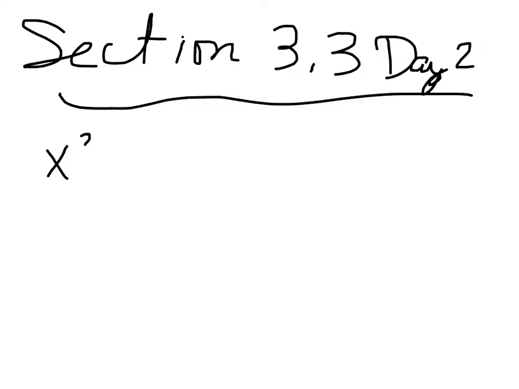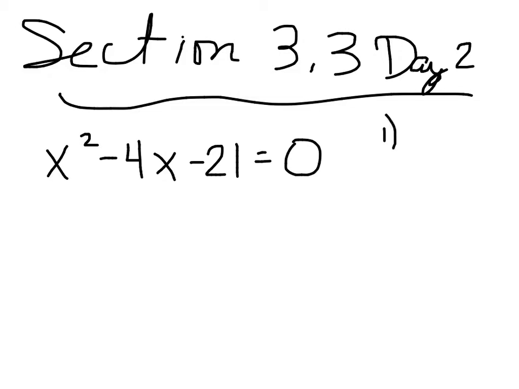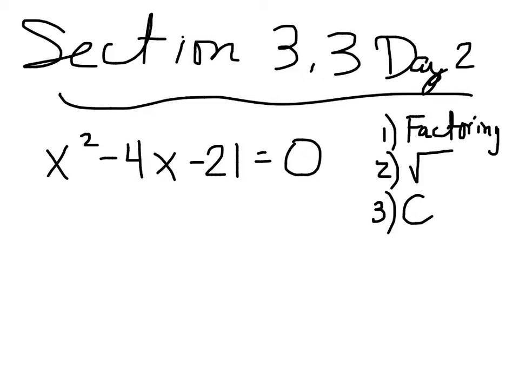x squared minus 4x minus 21 equals 0. And here's what they're going to ask you to do. They're going to ask you to decide which method you would prefer. Would you prefer factoring? Would you prefer square rooting? Or would you prefer completing the square? I'm going to put CTS. Does that make sense for complete the square?